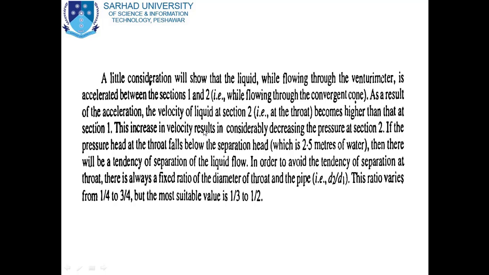If the pressure head at the throat falls below the separation head, which is 2.5 meters of water, then there will be a tendency of separation of the liquid flow. In order to avoid the tendency of separation at throat, there is always a fixed ratio of the diameter of the throat and the pipe, that is d2 divided by d1. This ratio varies from 1/4 to 3/4, but the most suitable value is 1/3 to 1/2.